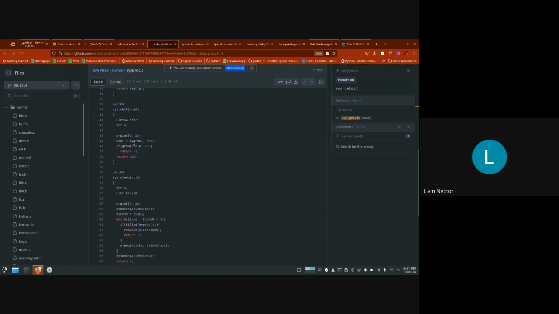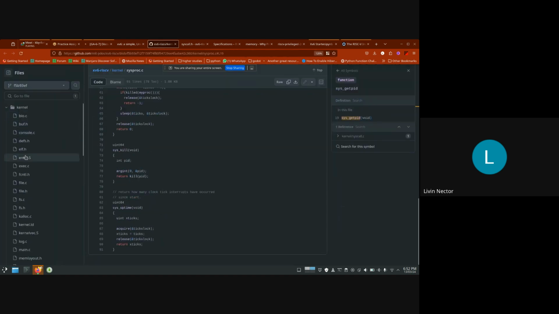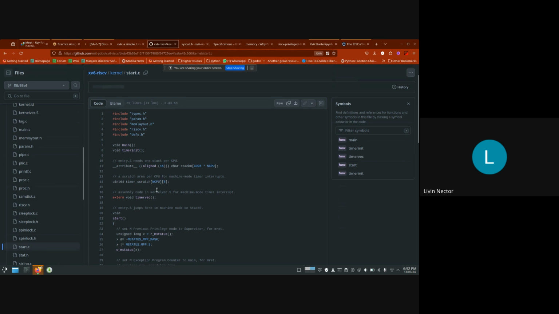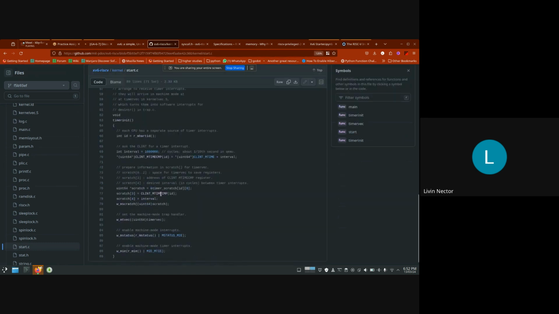Okay, let us check when an interrupt occurs. In start.c, the timer, when it happens, and there's this timer, right?